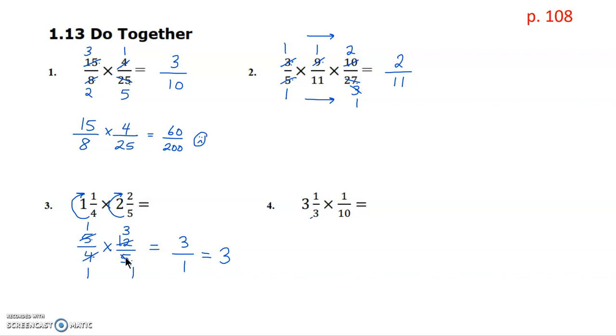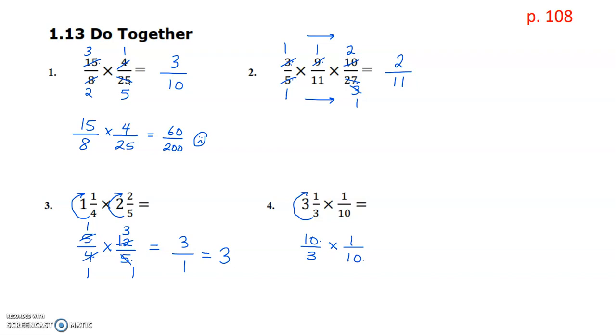Let's do it again. Number 4. First step, change to improper fractions. Whoa, sorry. You see, I'm getting ahead of myself. The second one is already just a proper fraction, so we don't have to change 1/10. So we're going to change 3 1/3 to 10/3. And just go ahead and multiply that by 1/10.